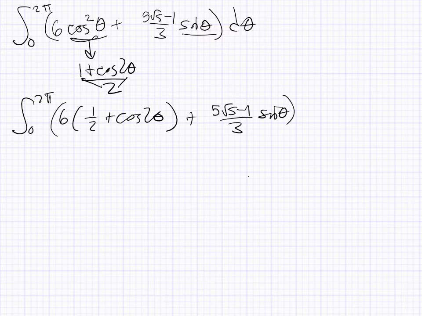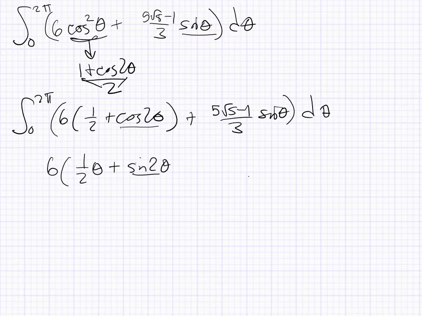And then that whole thing, d theta. So now we're ready to go. So 6 is a constant multiple. Integral of 1/2 would be 1/2 theta. Integral of cosine 2 theta would be plus sine 2 theta over 2.